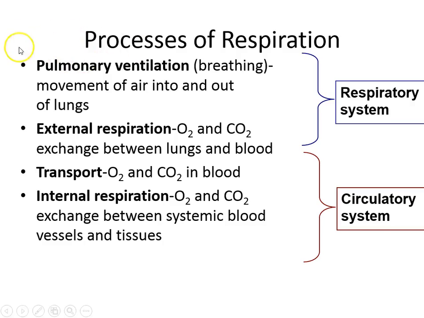The different processes that occur is first pulmonary ventilation. That's getting air in and out. It's breathing. External respiration. Respiration in this case refers to diffusion. So this is diffusion of gases from the air in our lungs into the blood and back the other way. So when we breathe in, oxygen from the air we breathe in diffuses into the blood, whereas carbon dioxide diffuses out of our blood into that air.